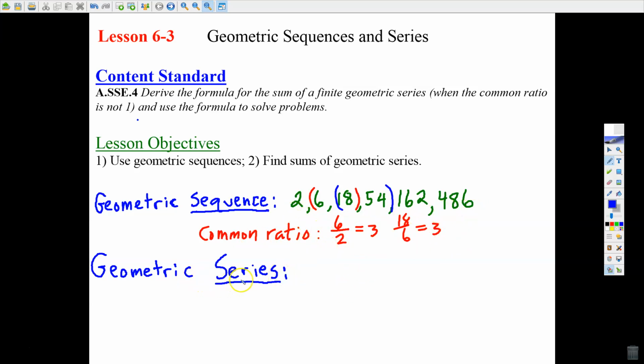So what does it mean to have a geometric series? When we take that sequence, take the terms and add them together to come up with a sum, that is a series. So the sequence is the list of terms that follow that pattern of multiplying by the same number, and the series is the sum of those terms. Okay? So we've identified some terminology.